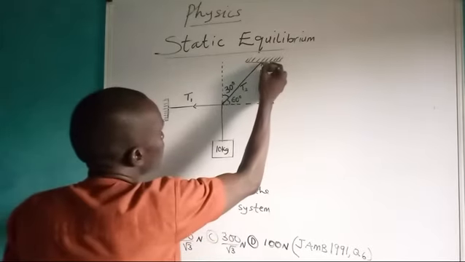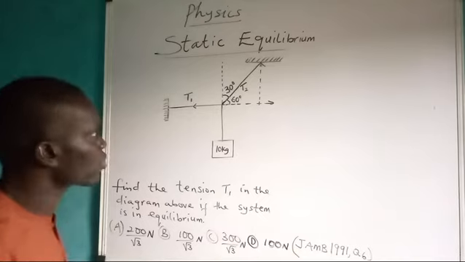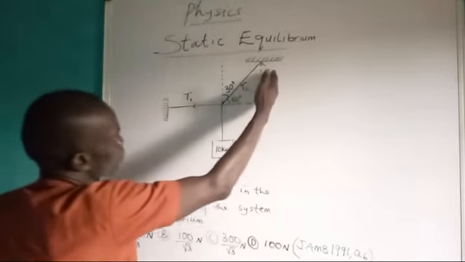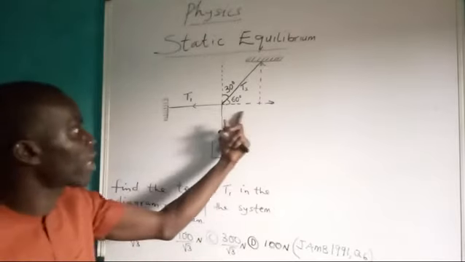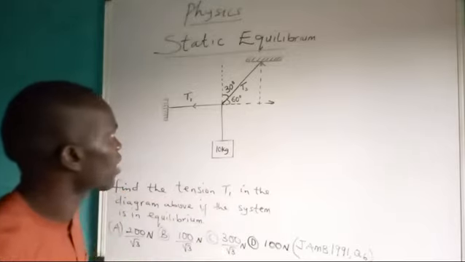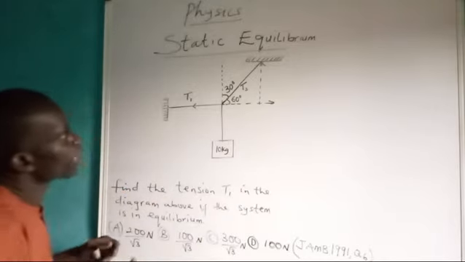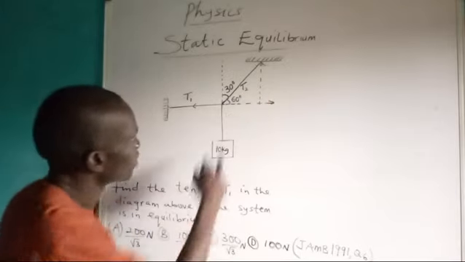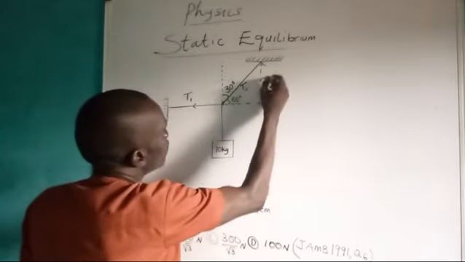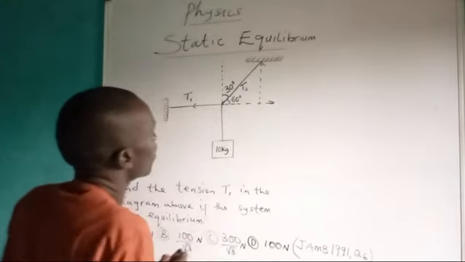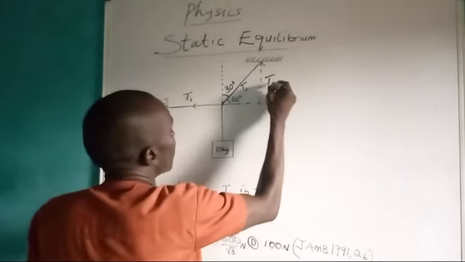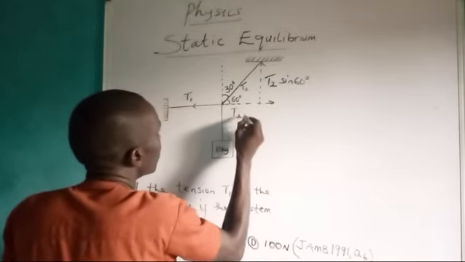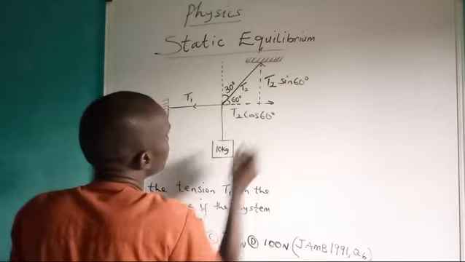Please don't forget I already resolved this into two directions, the y direction and the x direction. The y direction is the vertical direction, while the x direction is the horizontal direction. This T2 will have an effect on this direction, and also on this direction here. So here I will have T2 sine 60 degrees, and this one will be T2 cos 60 degrees. Please take note of that.